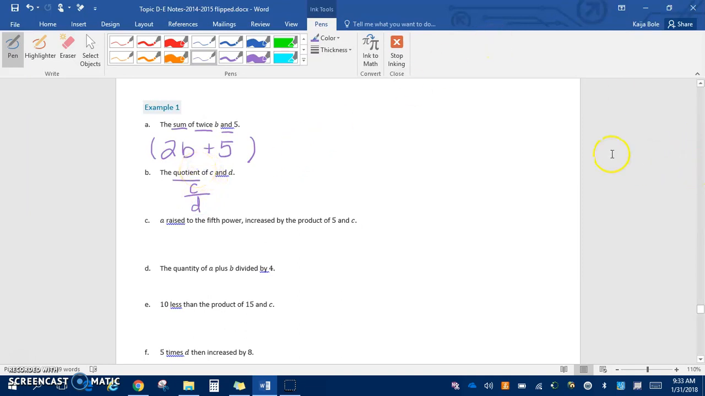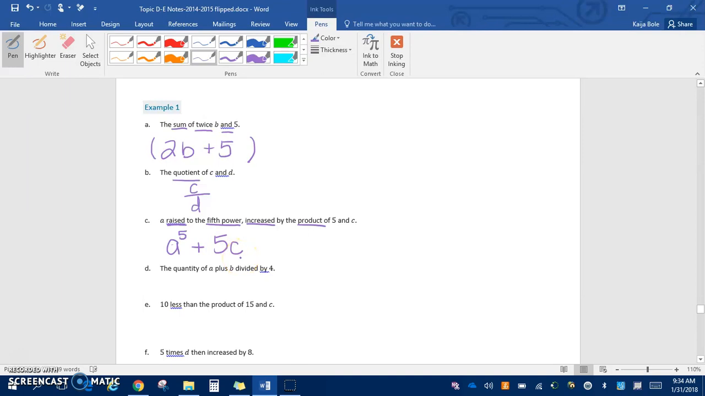Alright, C here, we've got a little more going on. We've got A raised to the 5th power increased by the product of 5 and C. So, raised here means we're going to have an exponent to the 5th power, maybe underline 5th power. And then we are increased by the product of 5 and C. So let's go one step at a time. So A raised to the 5th power would be A to the 5th. And now it's going to be increased by, which means we're going to add. And it's the product of 5 and C. So it would be 5C.